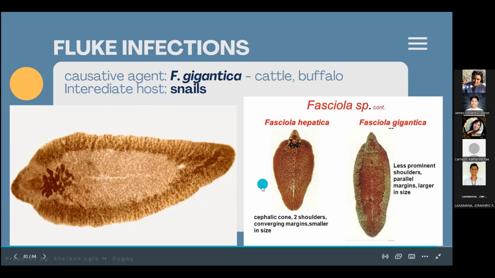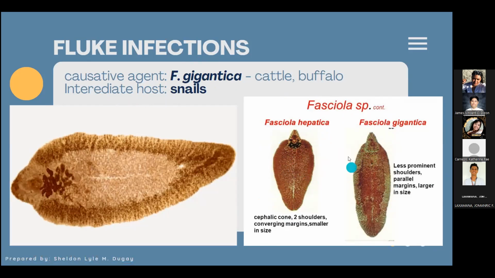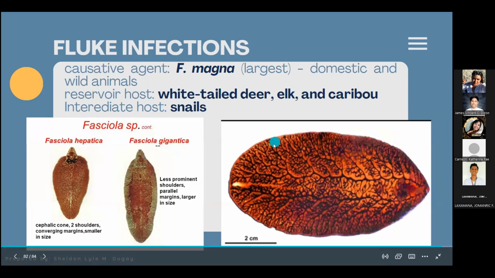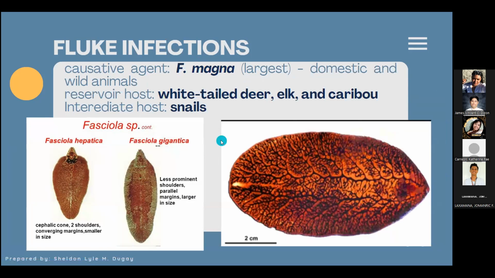Tapos kung makikita nyo dito, mas broad yung katawan ng Fasciola hepatica kaysa sa Fasciola gigantica. Tapos, next naman, may mas malaki pa dito, which is yung Fasciola magna. Ito yung largest na liver fluke. Tapos, ini-infect niya yung mga domestic and wild animals. Pero nagiging reservoir or source of infection yung mga white-tailed deer, elk, and caribou. Although wala dito sa Pilipinas na ganito, mostly sa Australia, ganon.